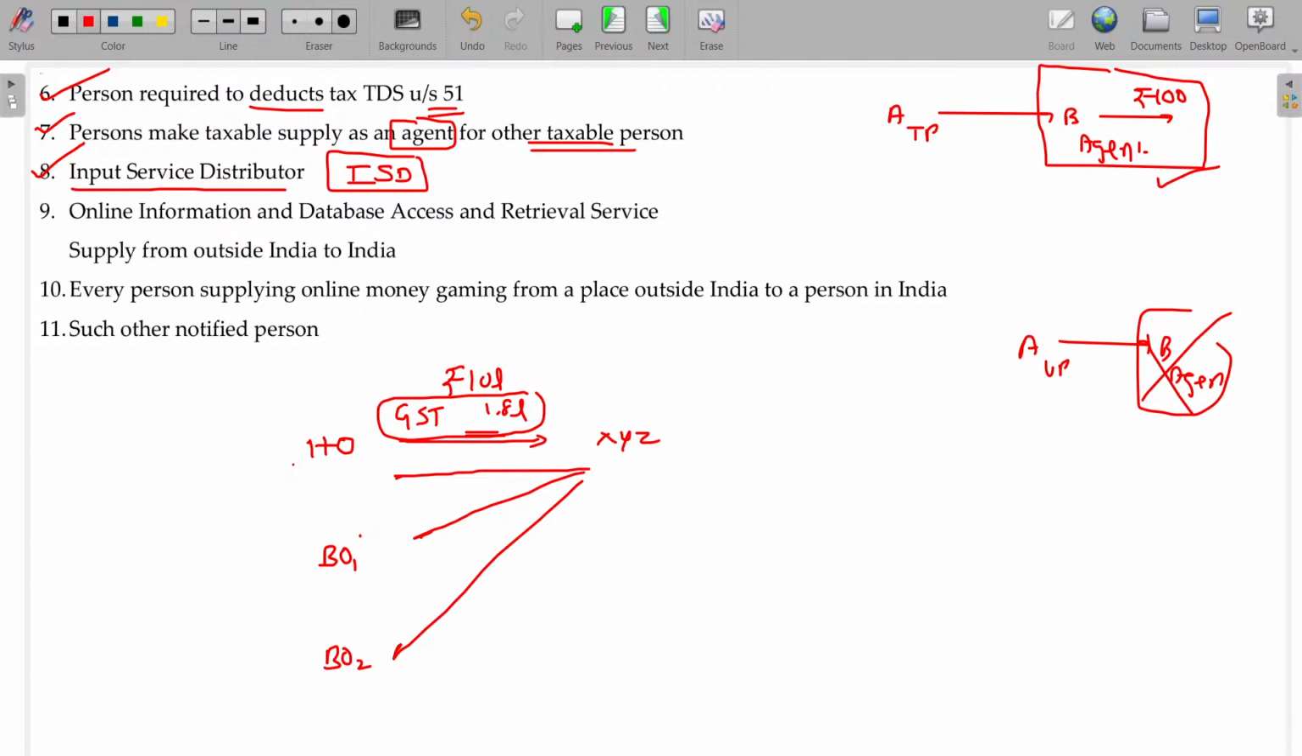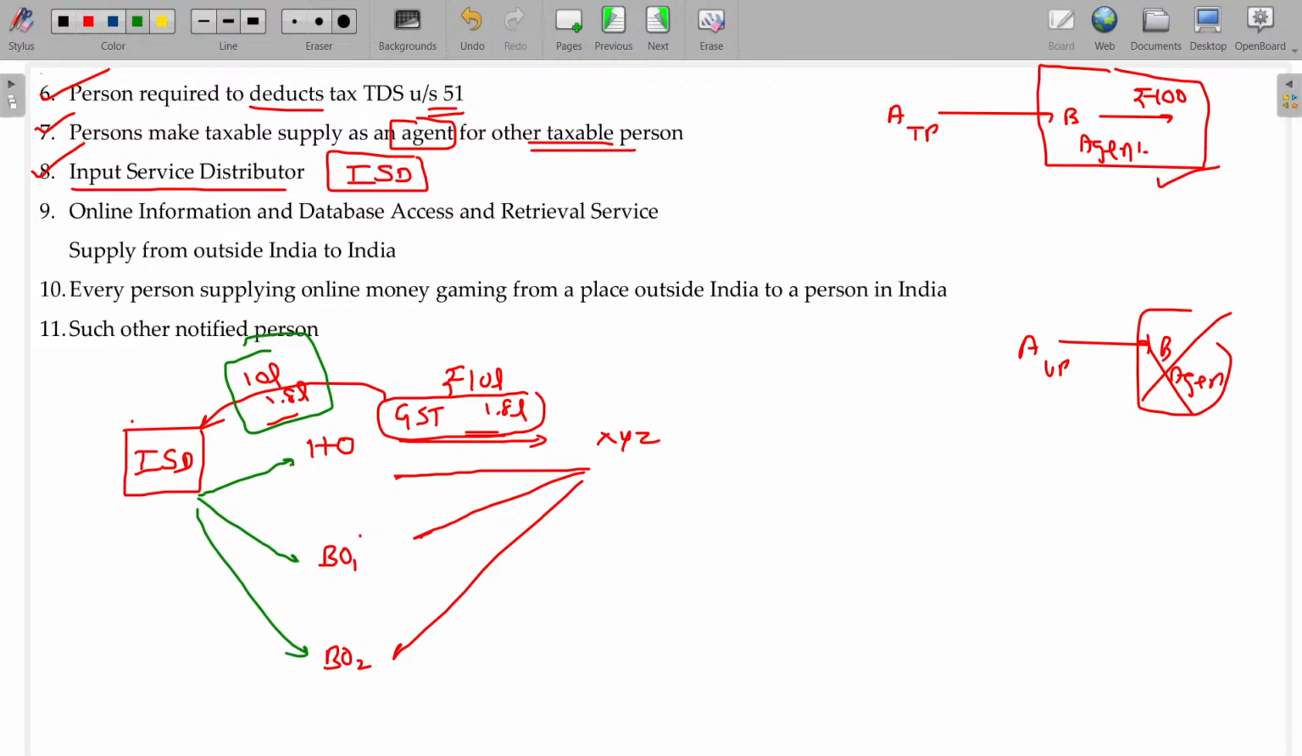In that case, HO will make an ISD here. Okay, form an ISD here, input service distributor. So this invoice is now sent to ISD, input service distributor. So 10 lakhs and GST being 1.8 lakhs. Based on this particular invoice, ISD prepares their own tax invoice. ISD prepares tax invoice. Okay, based on the original invoice.